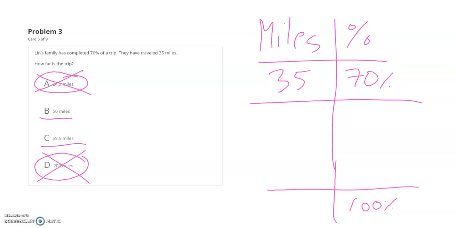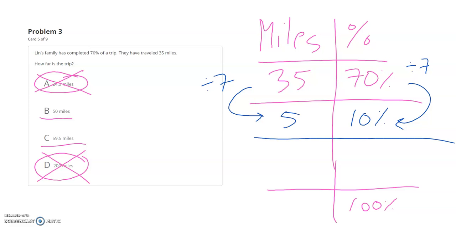I think that the easiest way for us to do that would be to find 10% first. This is 70%. I want 10%. To get from 70 to 10, I would divide by 7. 70 divided by 7 is 10, which means I'm going to divide this one by 7. 35 divided by 7 is 5. So I know that 5 miles is 10% of their trip.